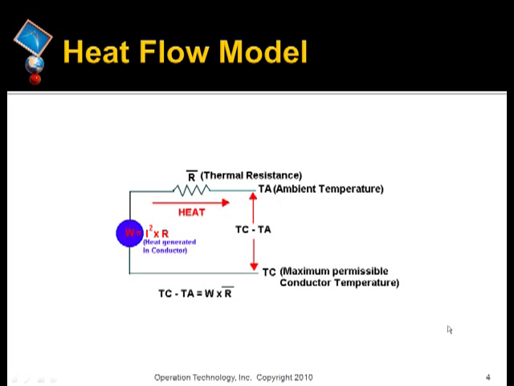The cable thermal analysis can be simulated like an electrical circuit. As you can see in this diagram, the heat flow represents a current, and the thermal resistance represents a resistance in this circuit. The source of the heat is generated by the current passing through the conductors. And the difference between the conductor temperature and the ambient temperature is shown as Tc minus Ta.